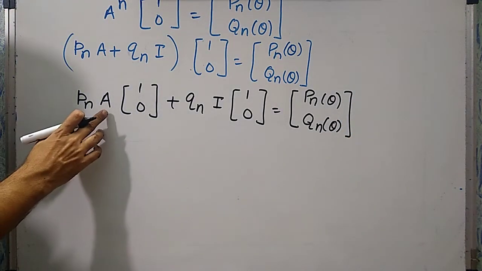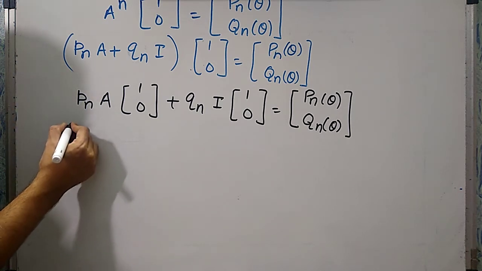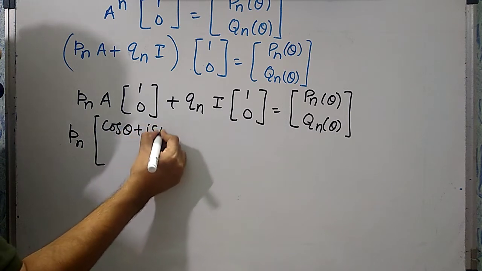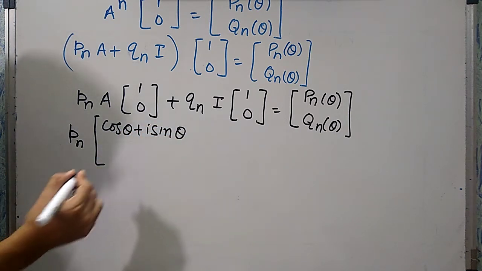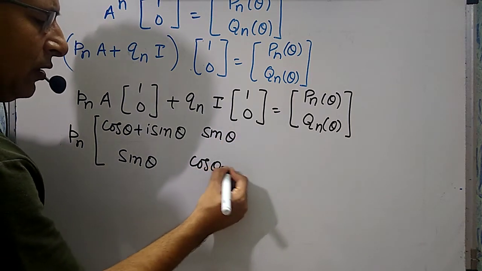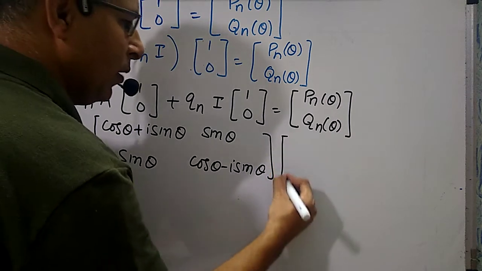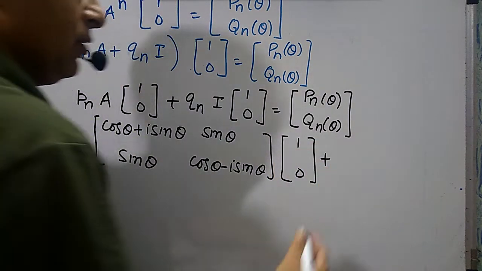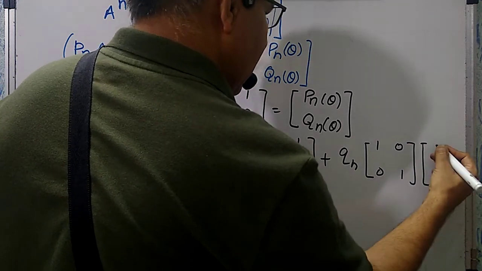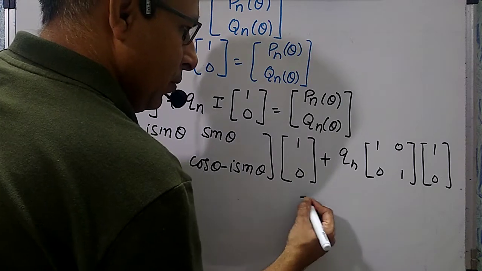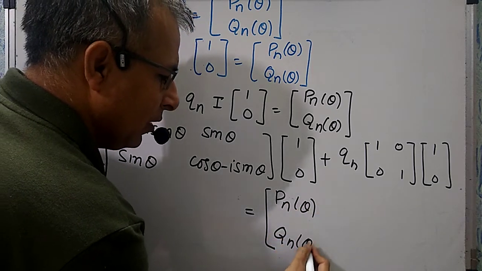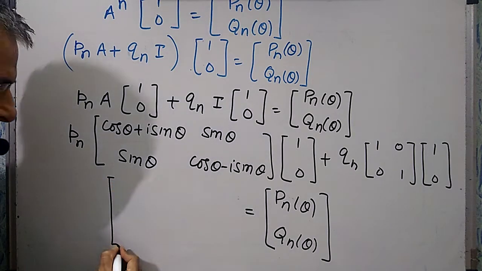Right? So now we have to put the value of the E matrix. So E matrix is basically Pn multiplied by the matrix cos theta, sin theta; minus sin theta, cos theta, multiplied by the column 1, 0, plus Qn multiplied by the matrix 1 0, 0 1, multiplied by the column 1, 0, and this is equal to the column matrix Pn theta, Qn theta. So now we have to simplify the left hand side.